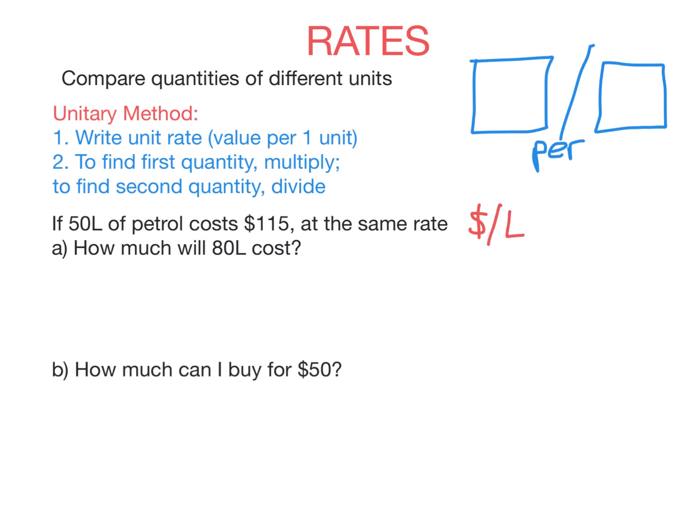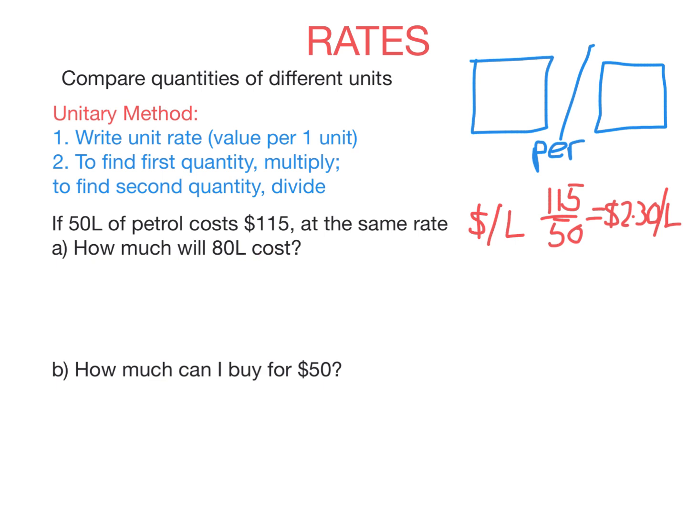So all I have to do here is think of this as a division. Just divide the number of dollars by the number of litres. So 115 divided by 50 equals 2.3 or $2.30. So the rate here is $2.30 per litre. This is what I mean by the value of 1 unit. We've essentially found the cost, the value of 1 litre of petrol. So this will allow us to attempt these questions very easily.